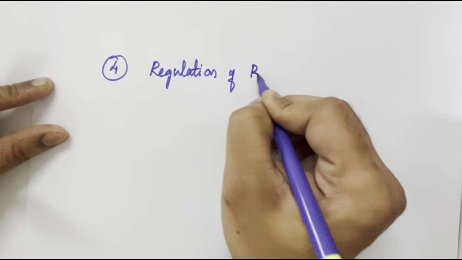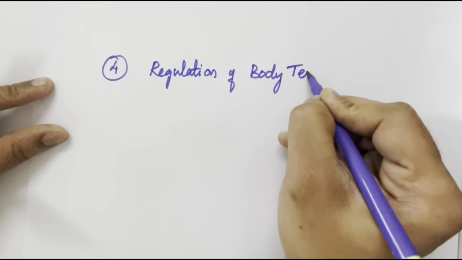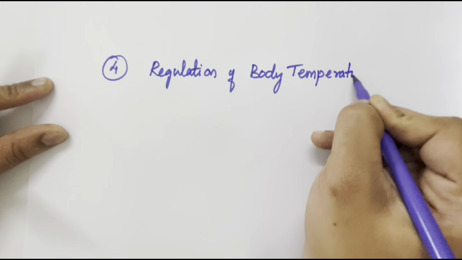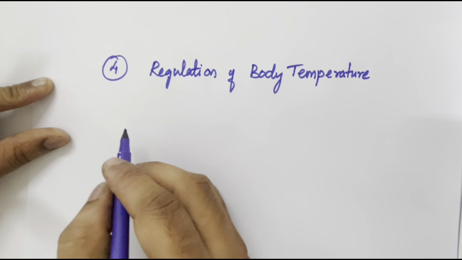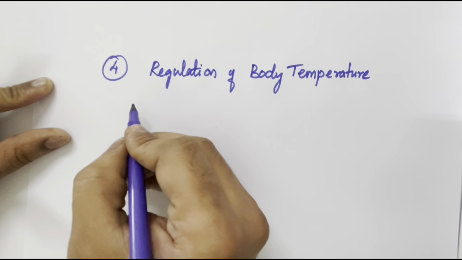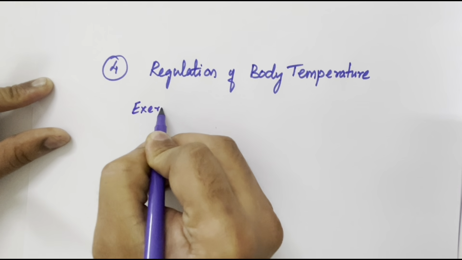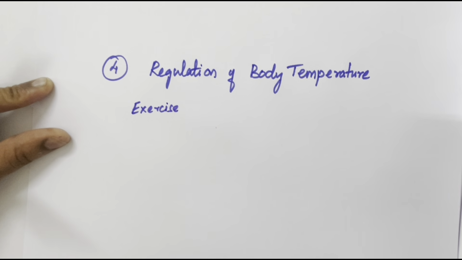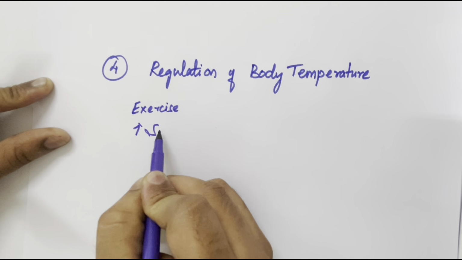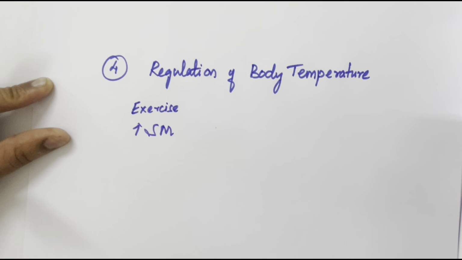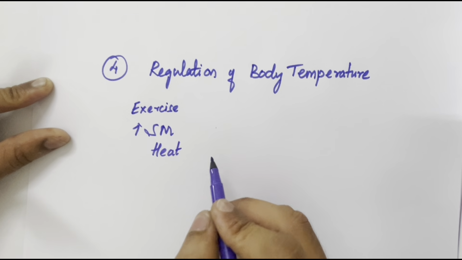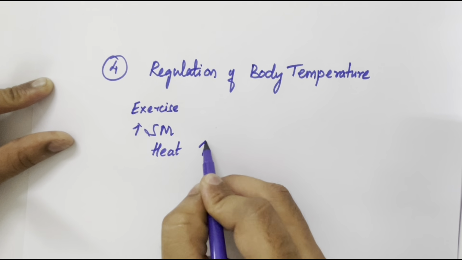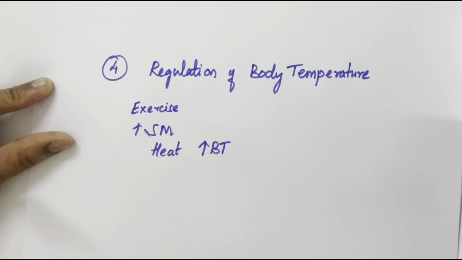Regulation of body temperature. So consider when there is a change in body temperature, like a person doing exercise. What is happening? There is increased skeletal muscle activity, and because of this, heat is generated. So the body is heated up, with increased body temperature. So what is the role of blood in bringing the body temperature back to normal?